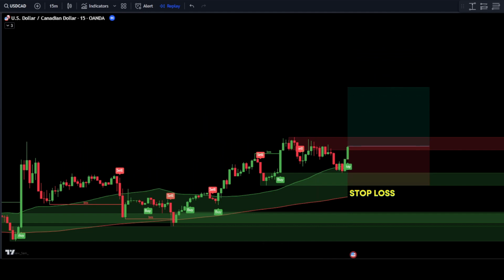Place the stop loss below the bullish order block area. Target take profit using a risk and reward ratio of 1 to 1.5.